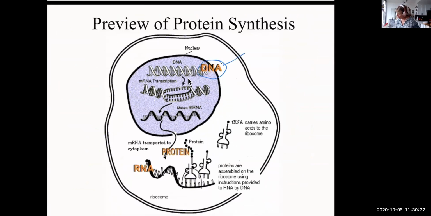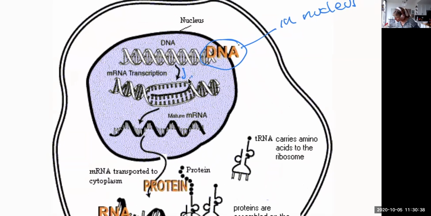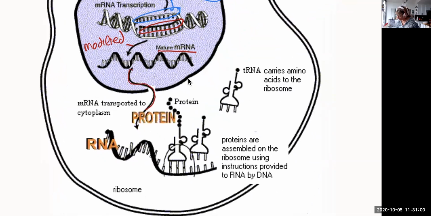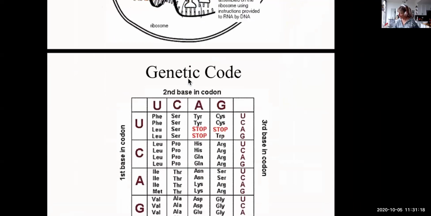DNA, always in the nucleus, protected in the nucleus. Transcription. So one DNA strand is used to make an RNA strand. Only one of the DNA strands is used. That RNA is modified. Now we have a mature messenger RNA that goes outside the cell through a pore, and outside the cell is translated into a protein. So that's the function we're going to look at.